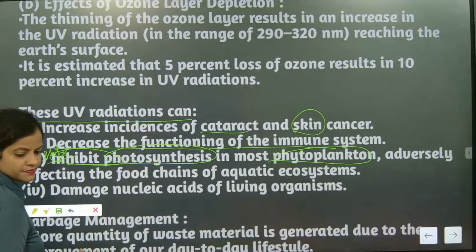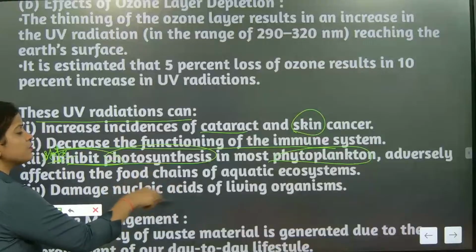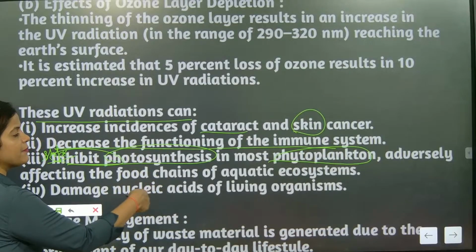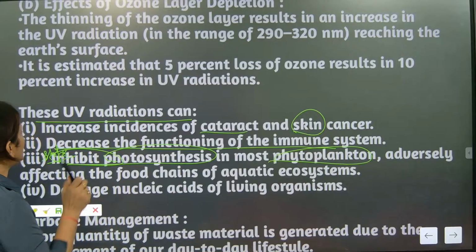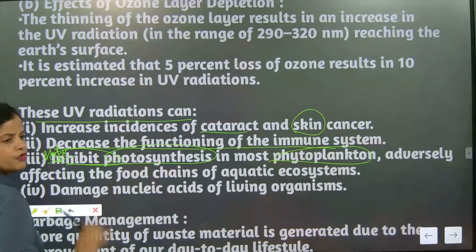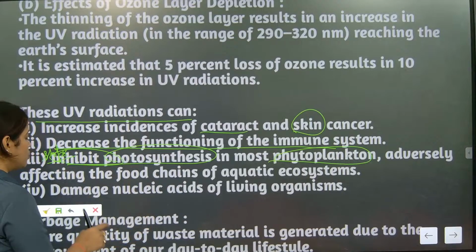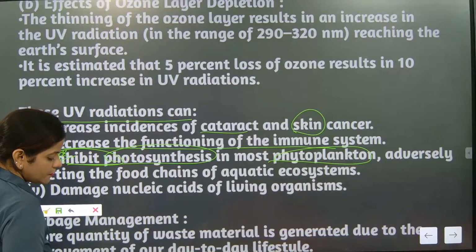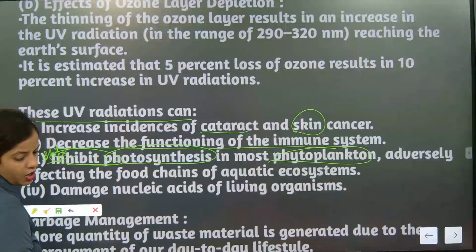Next, they damage the nucleic acid of living organisms. That's the most important one. Nucleic acid is for protein, so 100% damage will be very bad. It affects the food chain. To summarize: first, cancer and cataract. Second, immune system. Third, photosynthesis damage of phytoplankton. Fourth, food chain damage. Next, damage to the nucleic acid of living organisms. Note down fast.